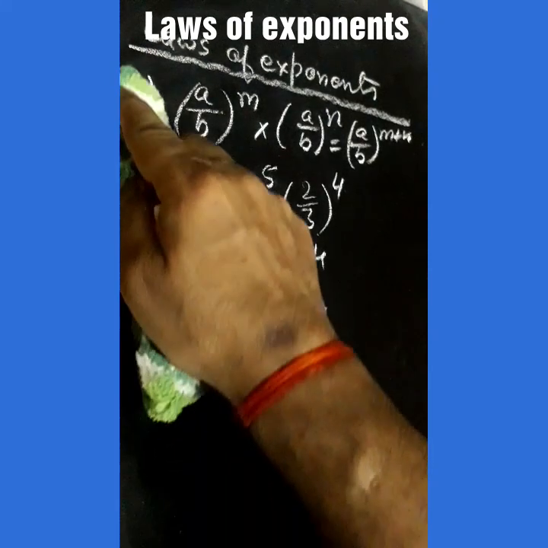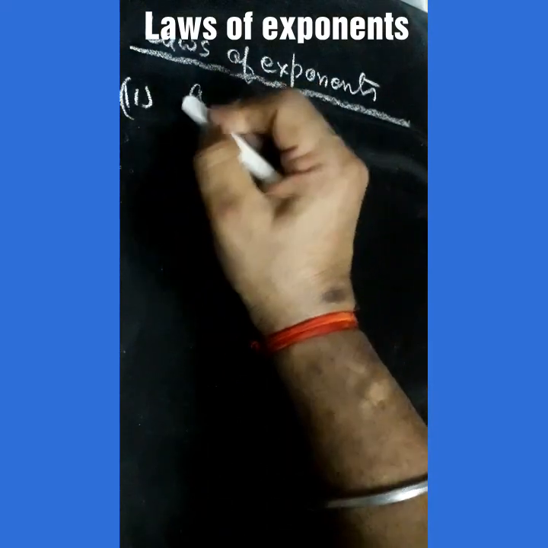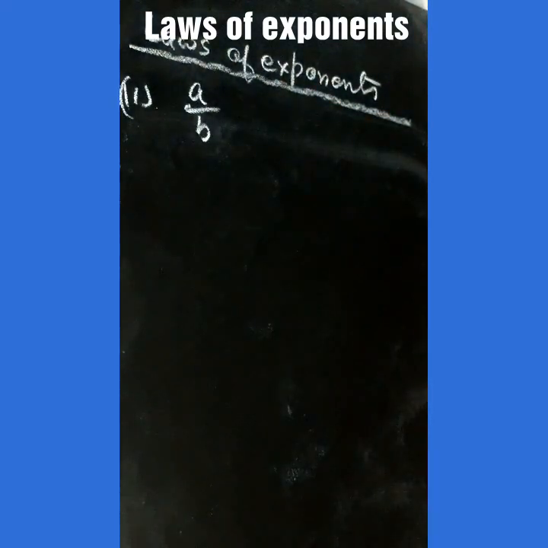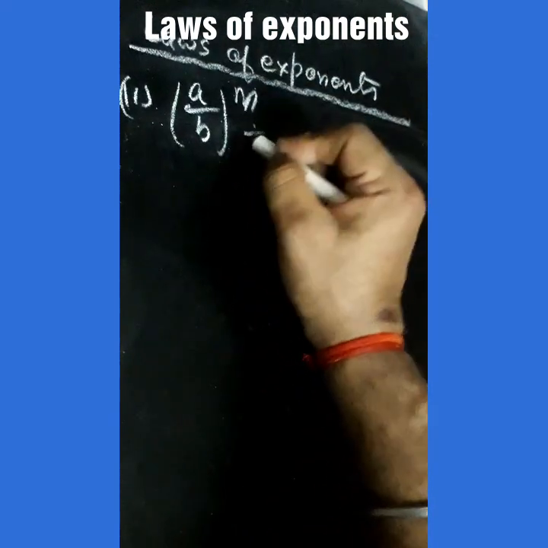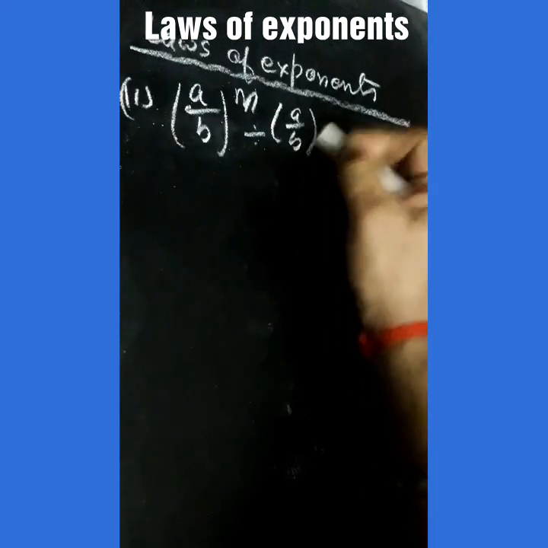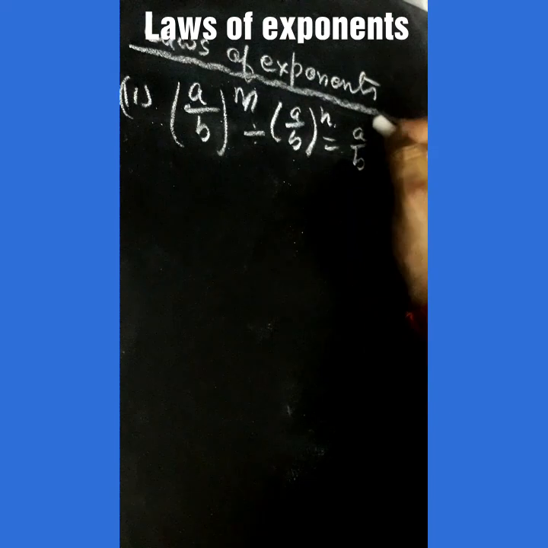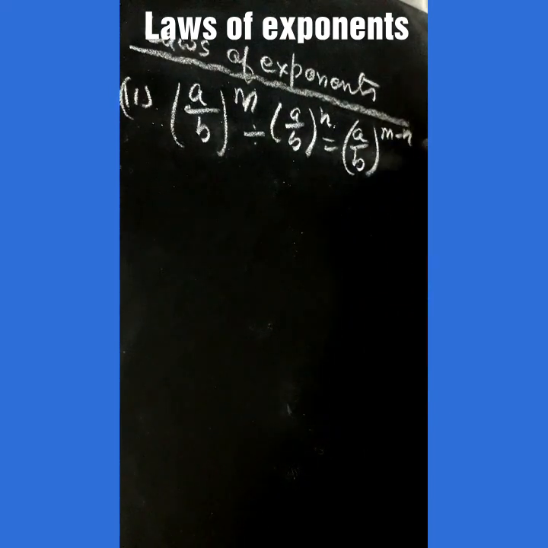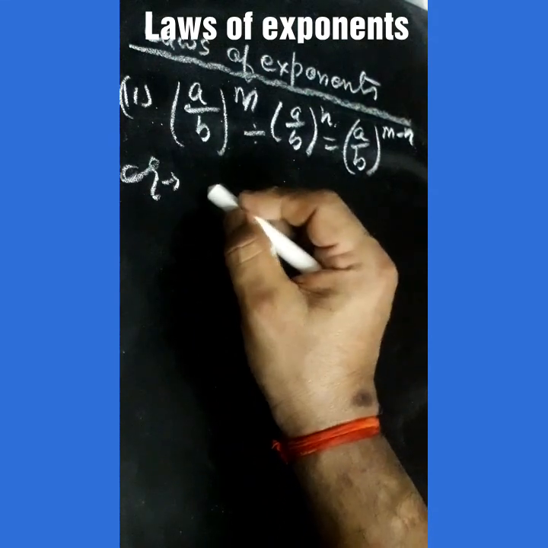We will see second law. (a/b) raised to the power m divided by (a/b) raised to the power n will become (a/b) raised to the power m minus n. Let us take an example.